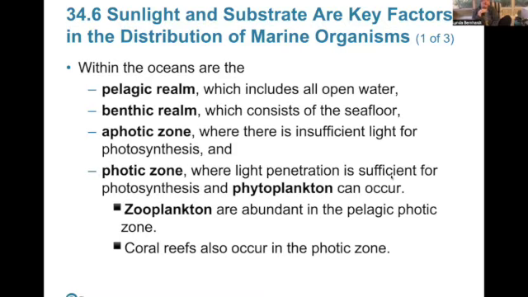All right, we're getting to our biomes now. There's a whole bunch of different biomes. If it says aquatic, it means water. And if it says terrestrial, it means land. Oceans are one of the aquatic biomes. So you've got freshwater and saltwater. This one is just talking about the ocean.